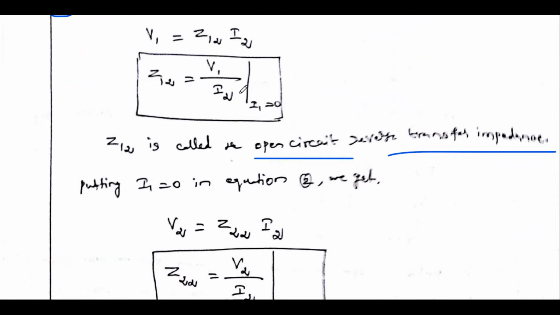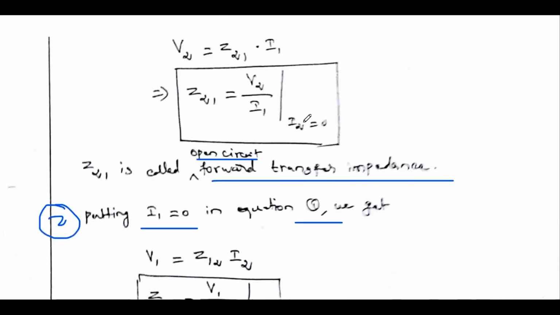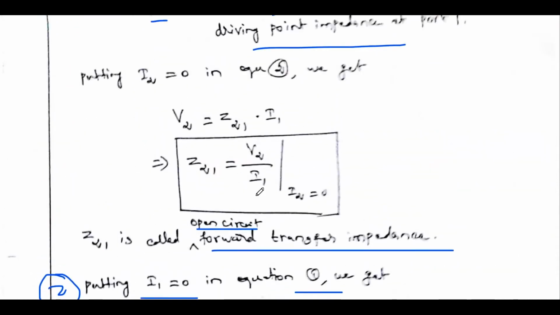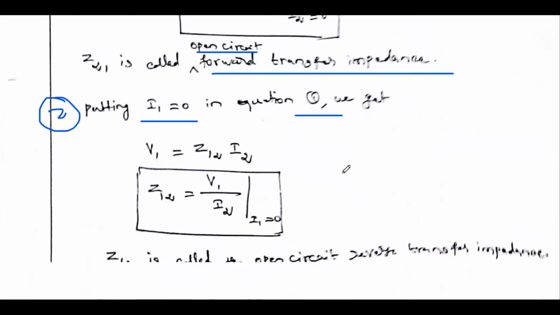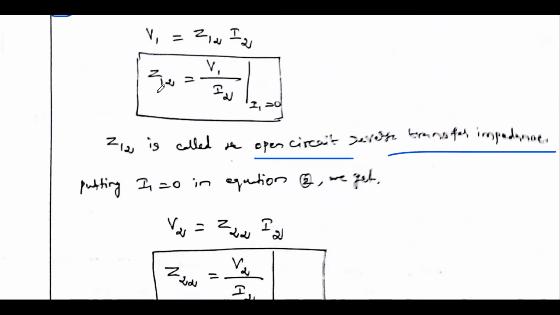Why is it a reverse transfer? You see, it's a ratio of input voltage divided by output current. Z21 is the output voltage by input current, so it's a forward transfer impedance. Z12 is the input voltage by output current, so it is called a reverse transfer impedance.